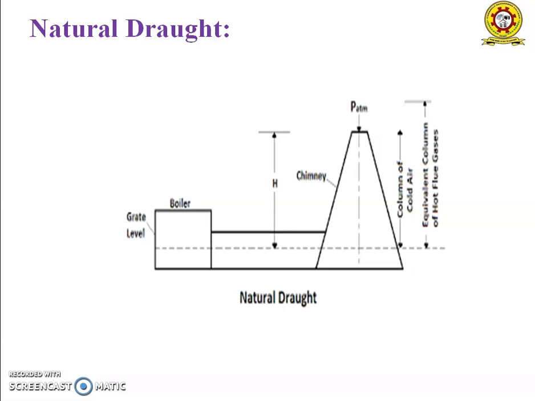Therefore, the chimney is used to discharge the flue gases. From the boiler, hot gas is coming here. So it depends upon the column and equilibrium condition.